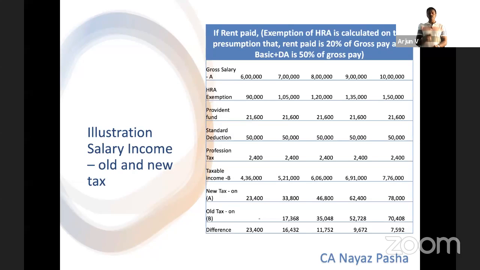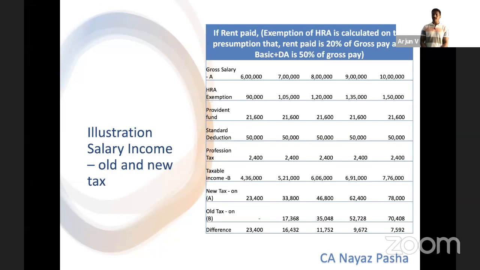Provident fund, as I told you, most of the companies have this compulsory provident fund. You will have this automatic savings in your PF account. You will get the standard deduction irrespective of your salary. In most of the states you will pay professional tax if your salary is more than 50,000 per month. Now I arrive at what is called taxable income after deducting. If I talk about the first slab of income, 6 lakh minus 90,000, 21,600, 50,000, all together 4 lakh 36,000.